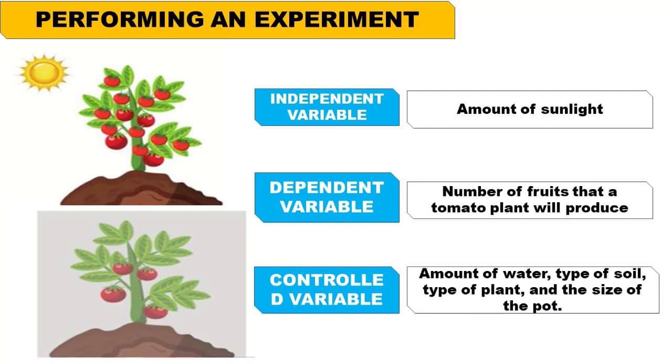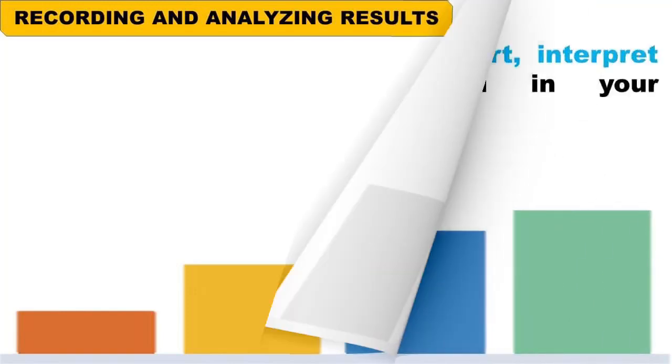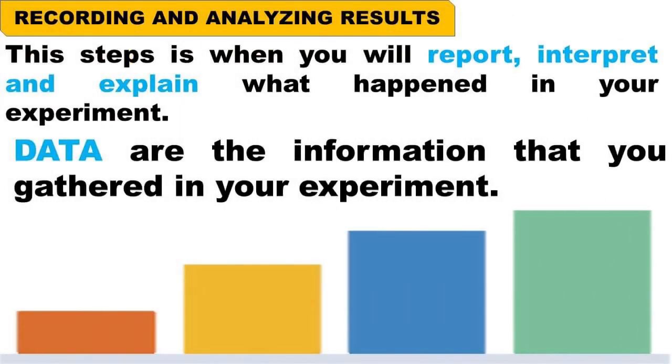Aside from variables, your experiment should also contain the materials and procedures that you are going to use. The experiment should also be repeated several times to make sure that the first result is not just an accident. The next part is recording the data and analyzing the results. These steps are when you will report, interpret, and explain what happened in your experiment. You can use charts and graphs in presenting your data and results to make it easier to visualize for your audience. Data are the information that you gathered in your experiments.